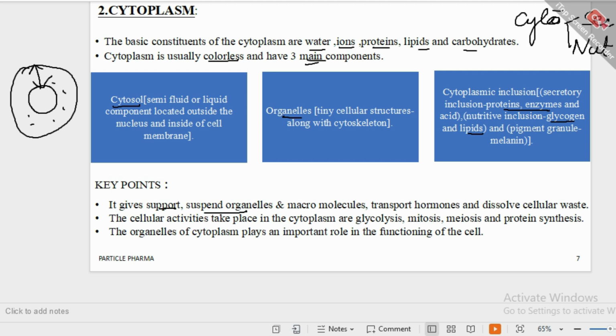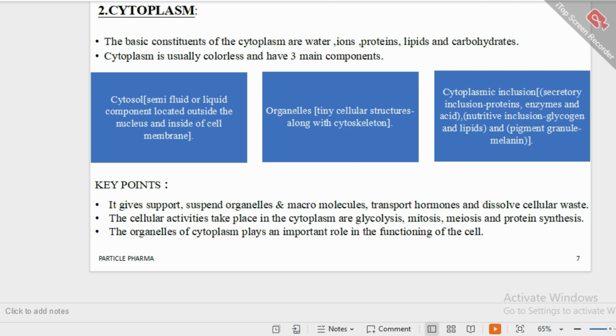It gives support and suspends organelles in it, and along with macromolecules, it transports hormones and dissolves cellular waste with the help of vacuoles. The cellular activities taking place in the cytoplasm of the organism are glycolysis, mitosis, meiosis, and protein synthesis. Organelles of the cytoplasm play an important role in the functioning of the cell.